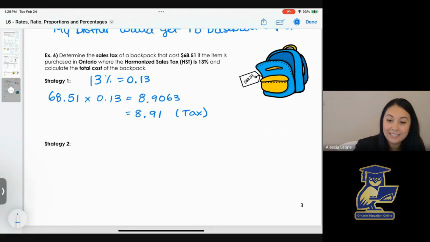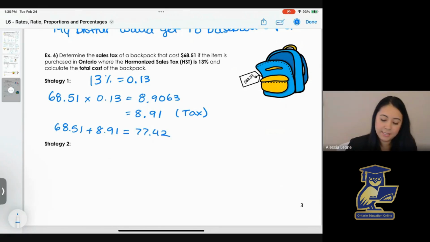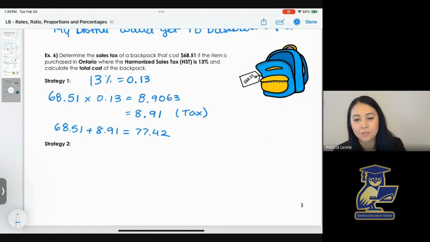Now we need to add that tax amount to our original price. So we will go 68.51 plus 8.91 equals $77.42 after tax.